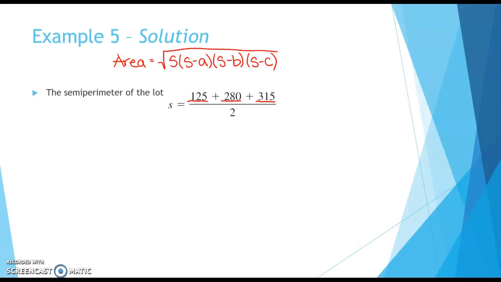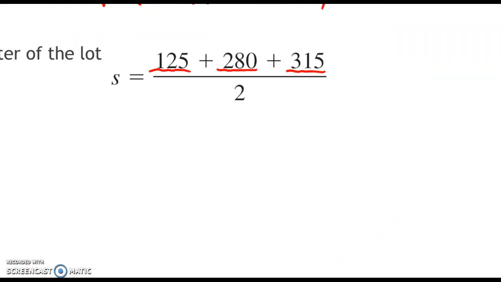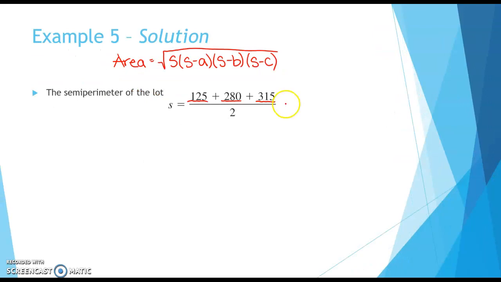When we add up all those sides, we end up with 720 divided by 2. If we do that division, we end up with s equals 360.